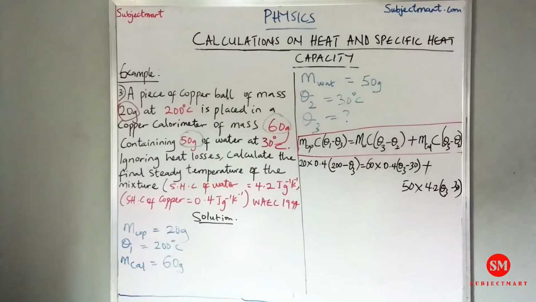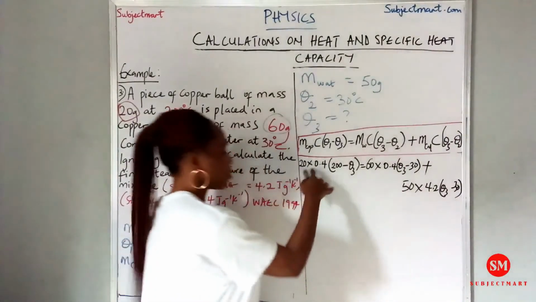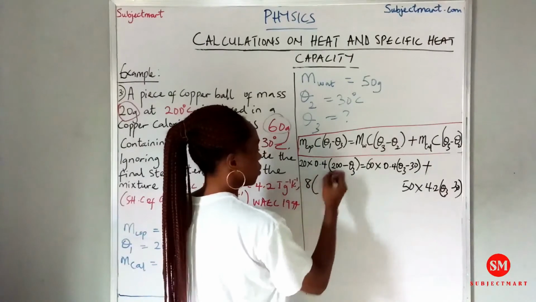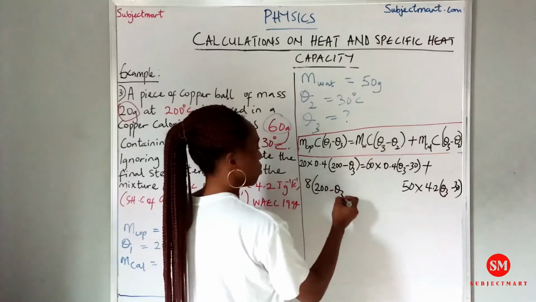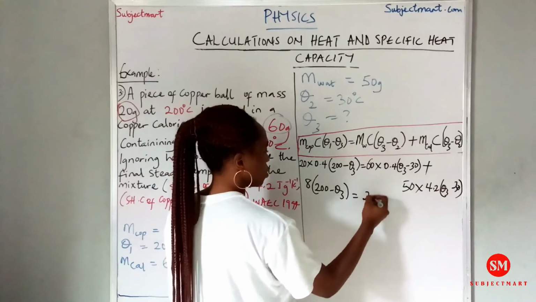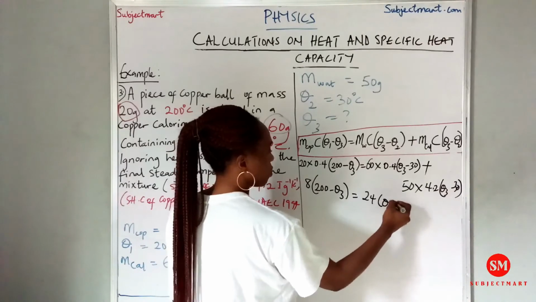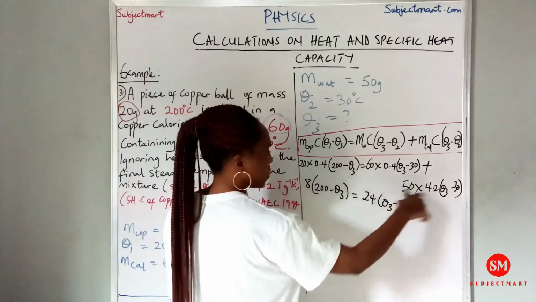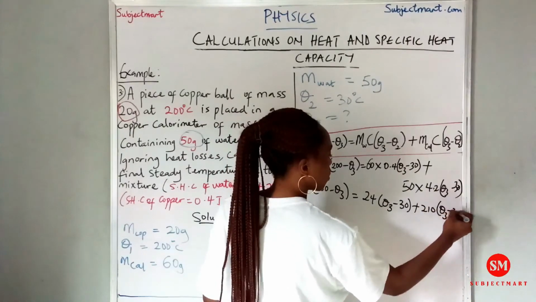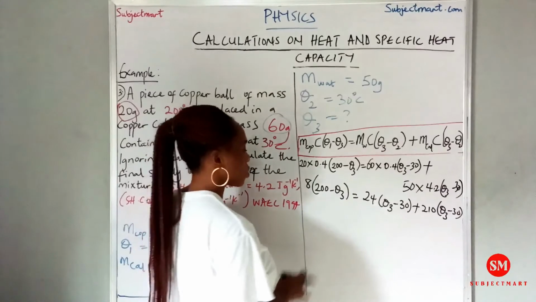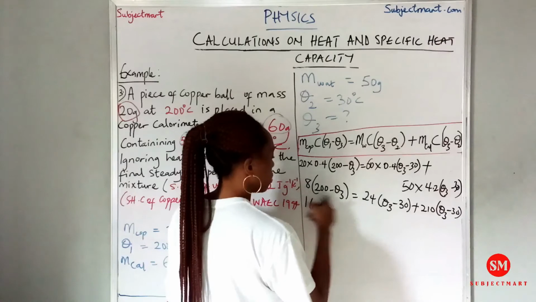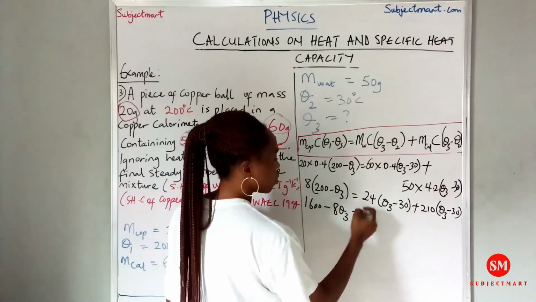Okay, so 20 times 0.8 and 20 times 0.4 will give me 8. So I have 200 minus theta 3 is equals to 60 times 0.4, that's 24, times theta 3 minus 30. 50 times 4.2 here will give me 210, times theta 3 minus 30. So I'm just going to expand. 8 times this is 1600 minus 8 theta 3 is equals to 24.